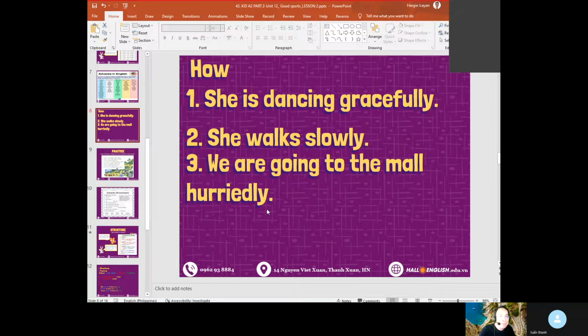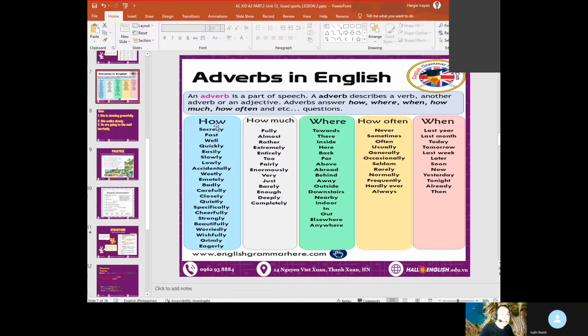And sentence number three, we are going to the mall hurriedly. So how are they going to the mall? Hurriedly. So hurriedly is the adverb because we have the ly. And aside from that, it describes how we go to the mall. So the word going is a verb. Did you get it now, V? So that answers the question how. And we have many words that answer the question how. Okay, next.